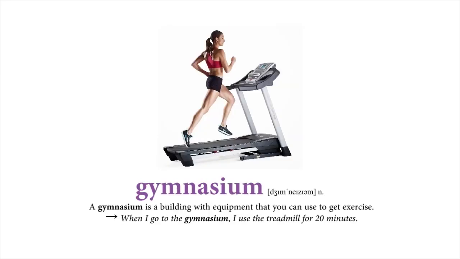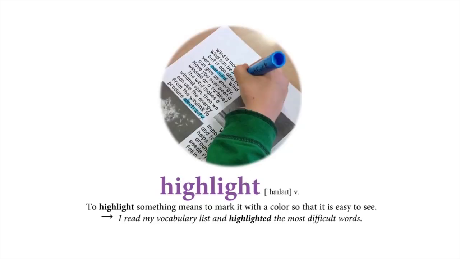Gymnasium. A gymnasium is a building with equipment that you can use to get exercise. When I go to the gymnasium, I use the treadmill for 20 minutes. Highlight. To highlight something means to mark it with a color so that it is easy to see. I read my vocabulary list and highlighted the most difficult words.